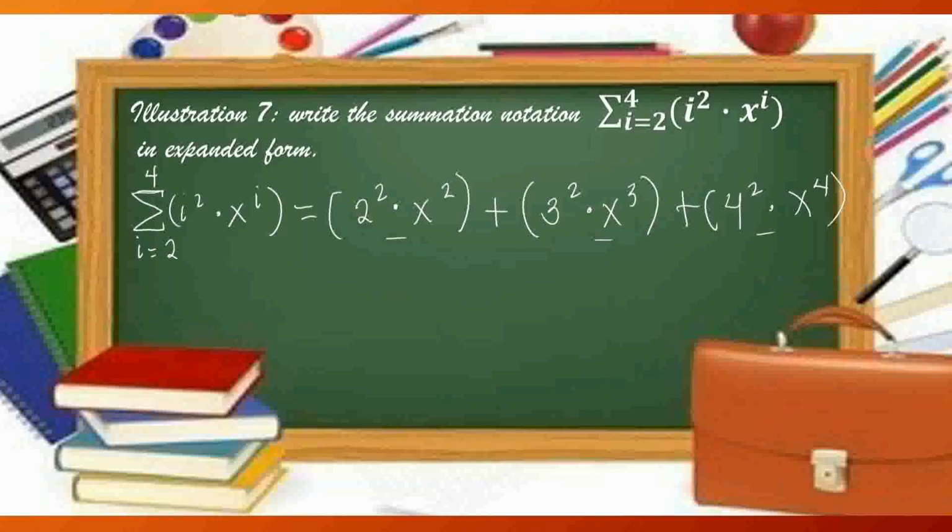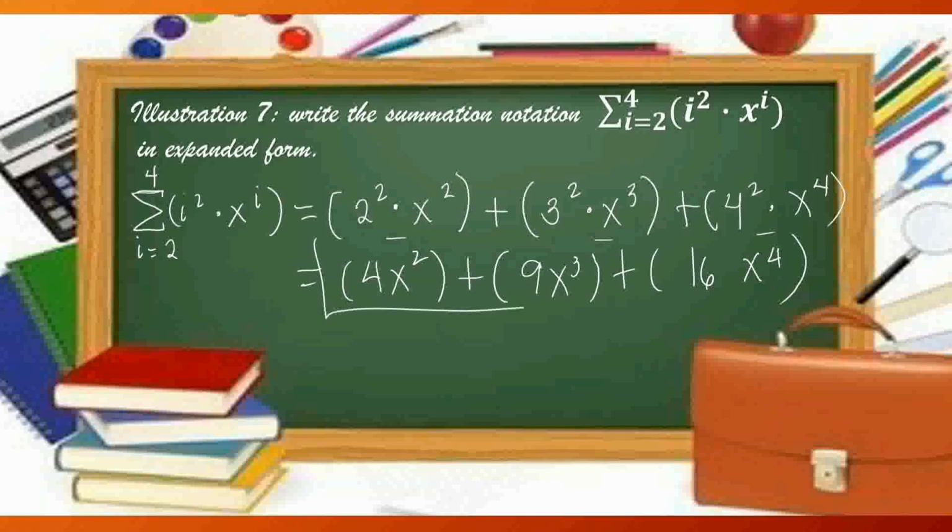If you notice, there are only 3 terms here since i ranges from 2 to 4. So 2, 3, and 4. There are only 3 terms here. So let's simplify. 2 squared is 4, so 4x squared, plus 3 squared is 9, so 9x cubed, plus 16x raised to 4. This is the expanded form.